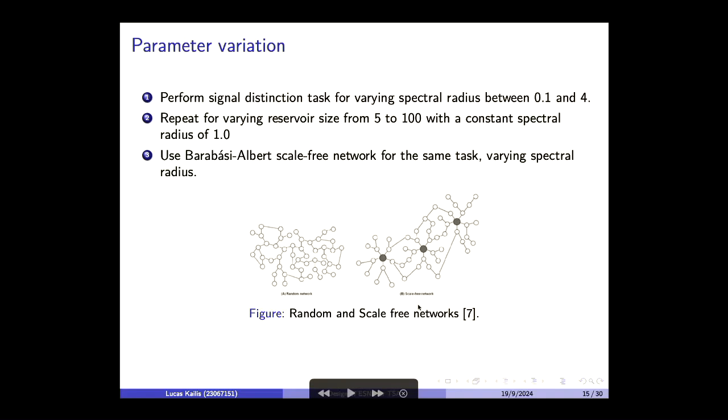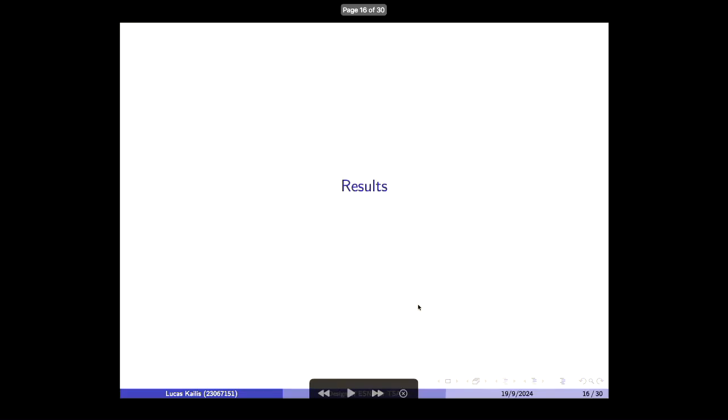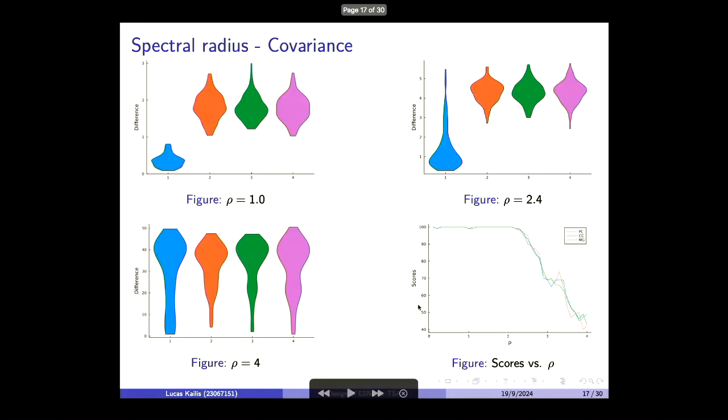And then for the scale-free network, we use the Barabasi-Albert algorithm with sort of preferential attachment, whereby we have some nodes of higher degree that act as sort of hubs, and then they're surrounded by these lower degree nodes, as sort of seen in the diagram, in comparison to the Erdos-Renyi random network. So to our results. So this is for varying the spectral radius with respect to the covariance metric.